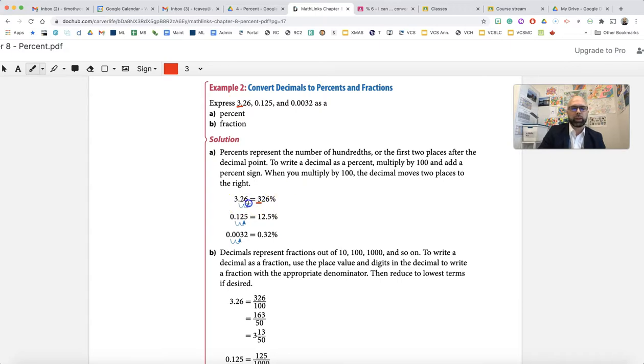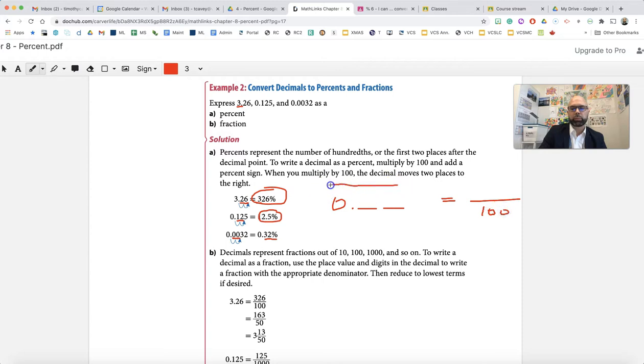And then everything in these two spots after the decimal represents over 100. So we've got 326%. You've got 12.5% based on these first two digits. And here we've got 2 zeros. That's why they're giving you that example. So that's actually not going to be a whole percent. It's going to be just 0.32%. So again, really simply, you're always looking at these first two place values as equal to 100.